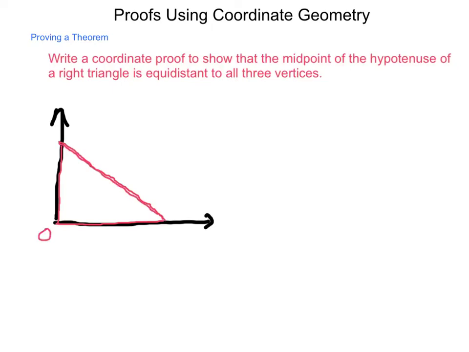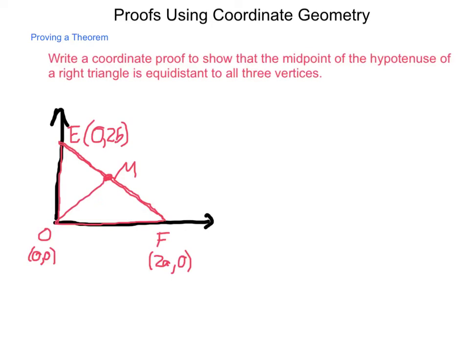So we have point O, which is at the origin. Its coordinates, of course, are 0, 0. I'm going to call point E here, and its coordinates I'm going to call 0, 2B, because it's on the y-axis. I'm going to have point F out here. Its coordinates are going to be 2A, 0. The 0 here is because it's on the x-axis. And then I'm going to have my midpoint M.